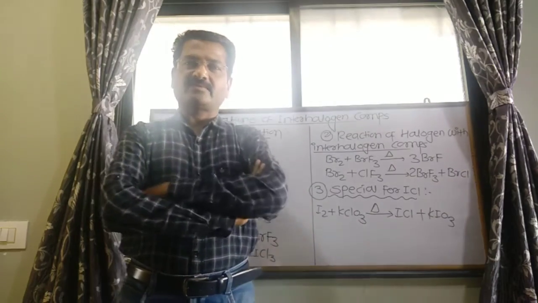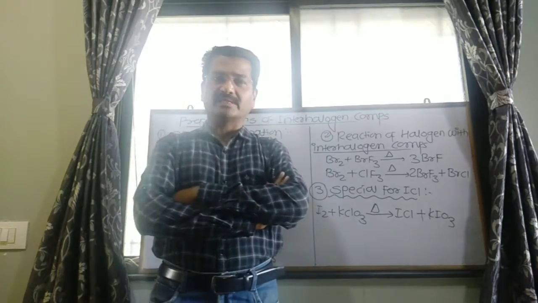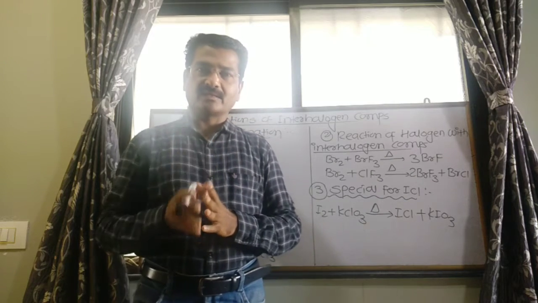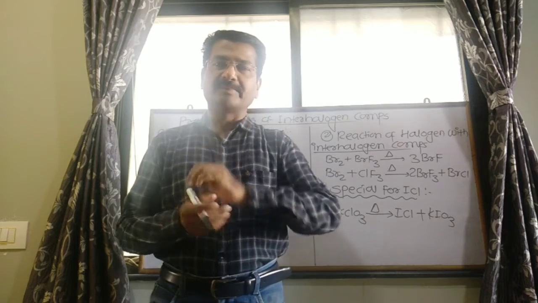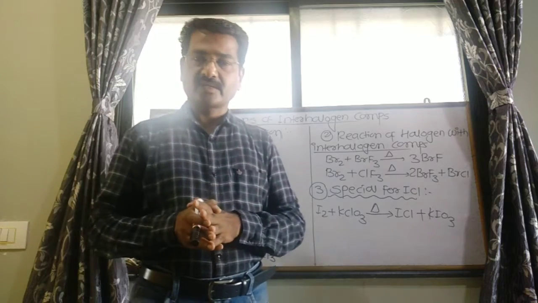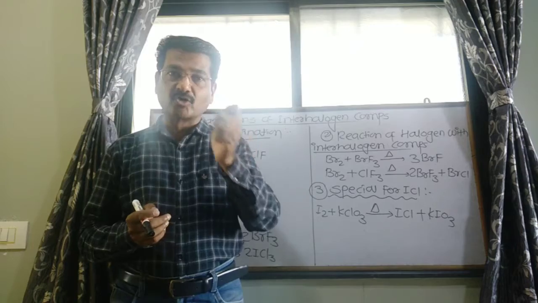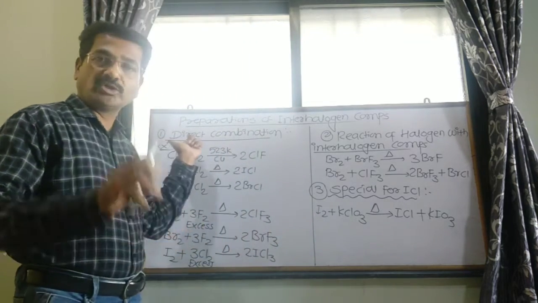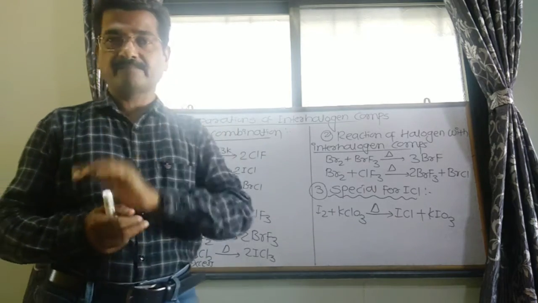In this class, we discussed the preparation methods of interhalogen compounds. How to prepare the interhalogen compounds? The first preparation method is direct combination. How to prepare the interhalogen compounds by the direct combination method? By this method, we can prepare two types of compounds, that is XX' and XX'3.